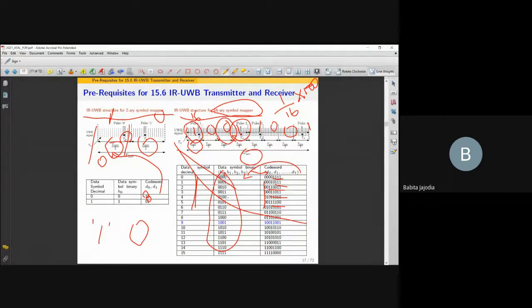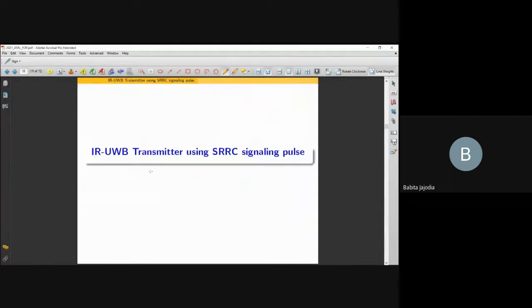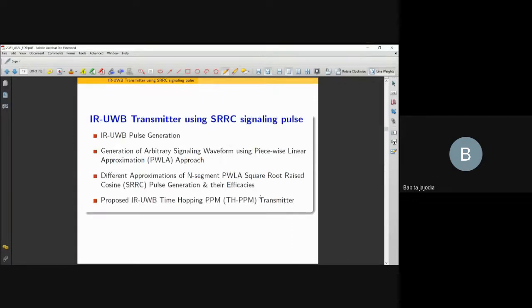Okay, so we will be discussing how the pulse generator will be designed and how the receiver will be designed. But I think you have understood the concept of how the transmitter and receiver need to be designed. Yeah, so with this, we start discussing the IR-UWB transmitter using SRRC signaling pulse, right? SRRC is a square root raised cosine pulse. So we will be using this pulse for our transmission, right?